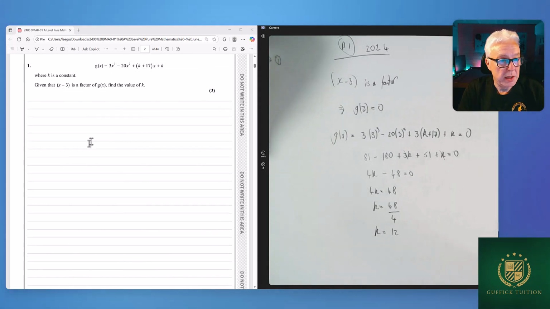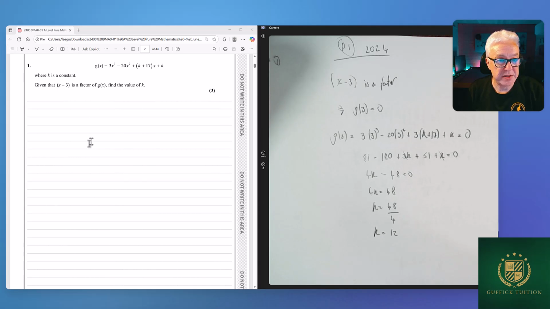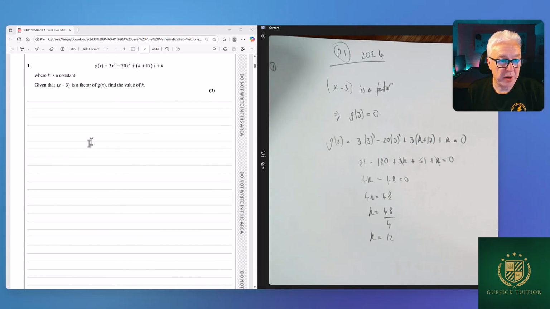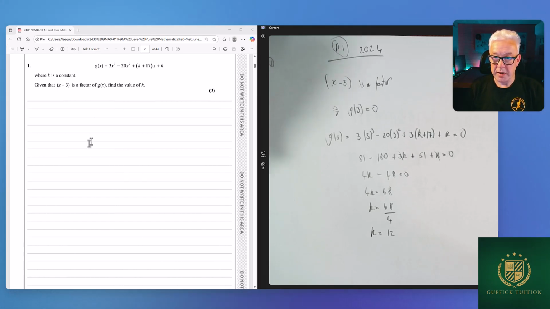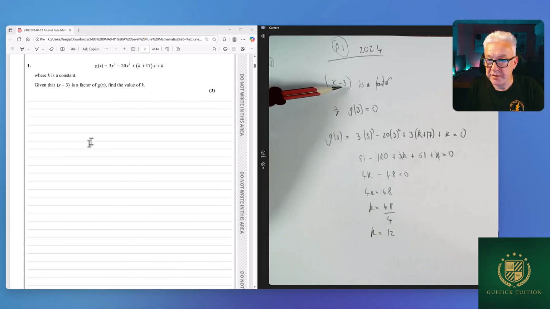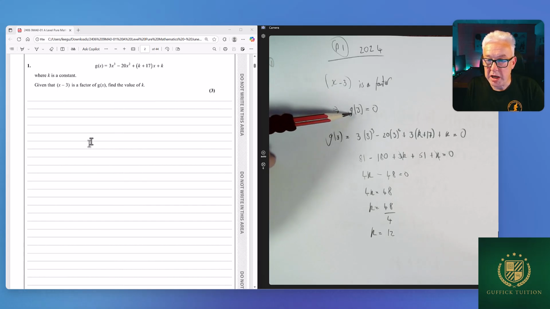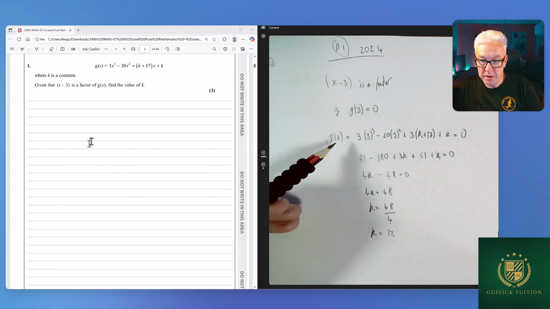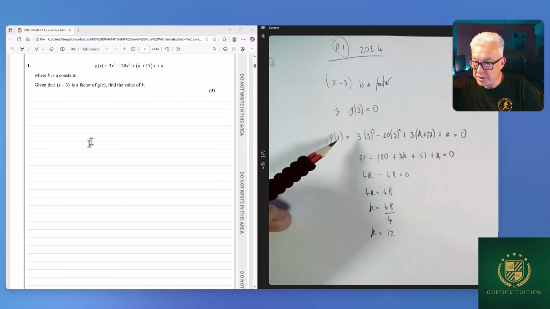Question 1, it says g of x is equal to 3x cubed minus 20x squared plus (k plus 17) times x plus k, where k is a constant. Given that x minus 3 is a factor of g of x, find the value of k. So if x minus 3 is a factor, then that means that g of 3 is going to equal 0. So what we need to do here is evaluate what g of 3 is and set that equal to 0.